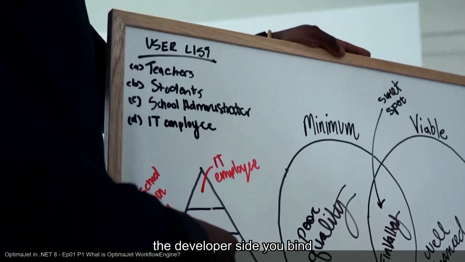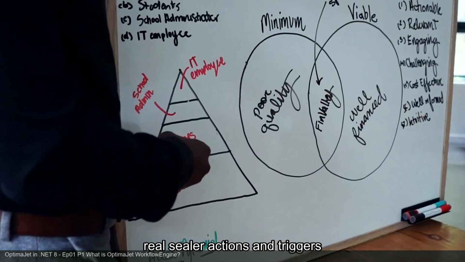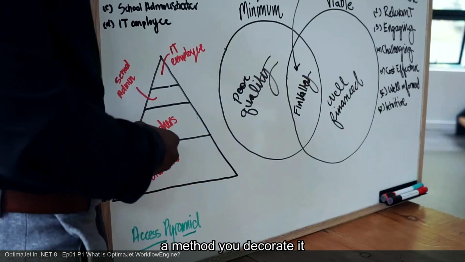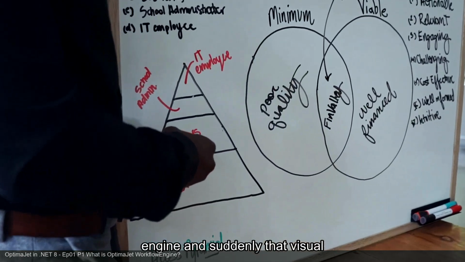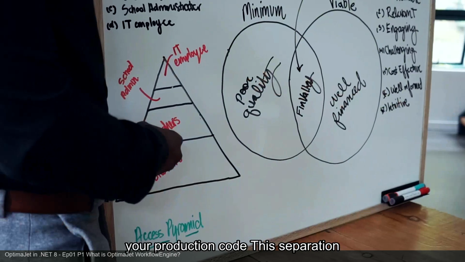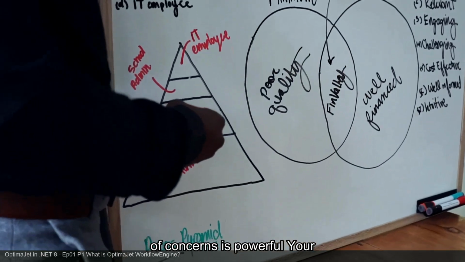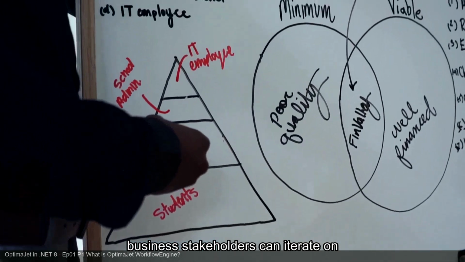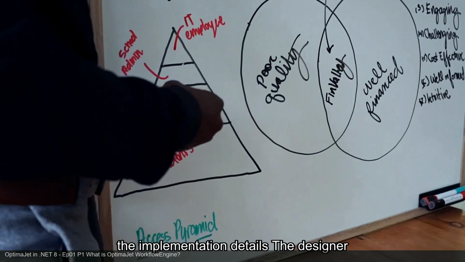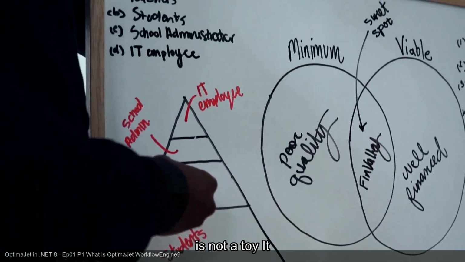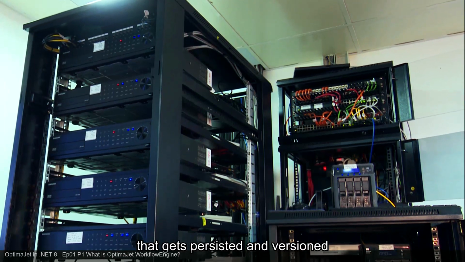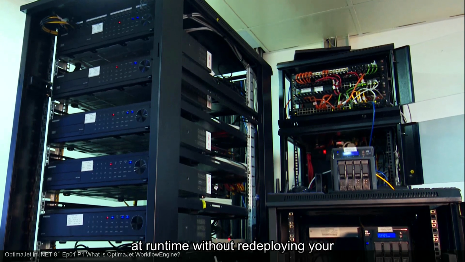Then, on the developer side, you bind real C# actions and triggers to those transitions. You write a method, you decorate it or register it with the engine, and suddenly that visual box on the canvas executes your production code. This separation of concerns is powerful. Your business stakeholders can iterate on the process logic visually, and your developers stay focused on the implementation details. The designer is not a toy. It produces a real workflow schema that gets persisted and versioned, and you can update it at runtime without redeploying your application.